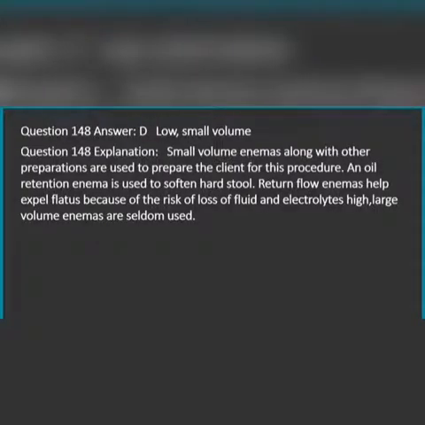Question 148. Explanation. Small volume enemas along with other preparations are used to prepare the client for this procedure. An oil retention enema is used to soften hard stool. Return flow enemas help expel flatus. Because of the risk of loss of fluid and electrolytes, high, large volume enemas are seldom used.